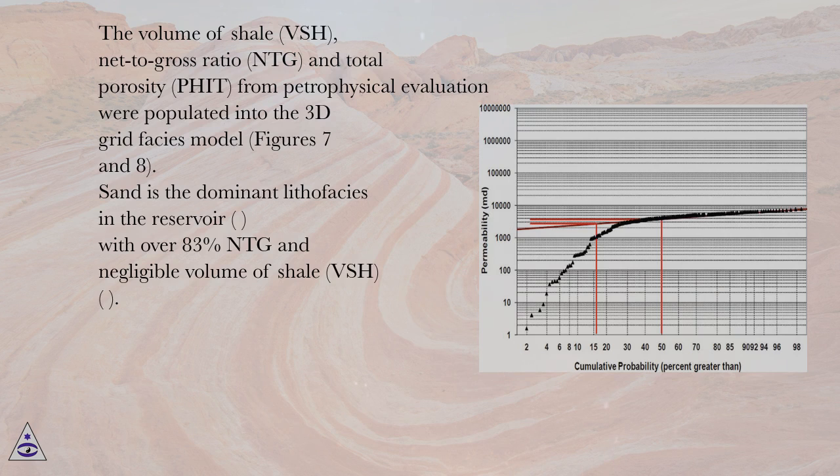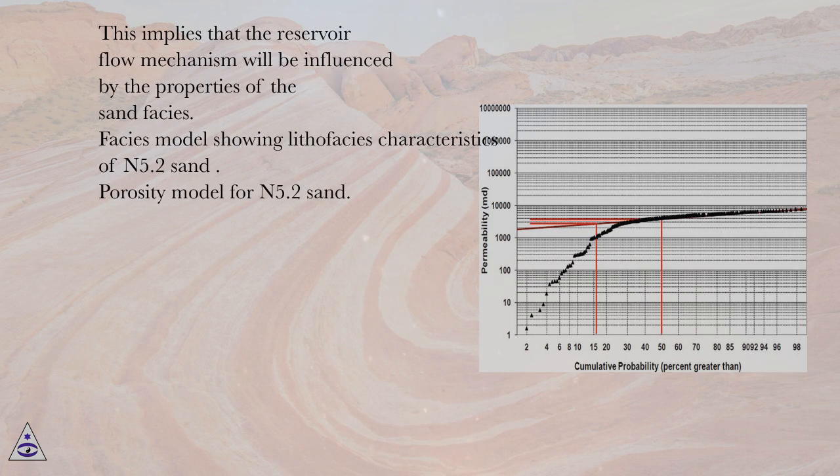Sand is the dominant lithofacies in the reservoir, with over 83% NTG and negligible volume of shale, VSH. This implies that the reservoir flow mechanism will be influenced by the properties of the sand facies. Facies model showing lithofacies characteristics of N5.2 sand. Porosity model for N5.2 sand.